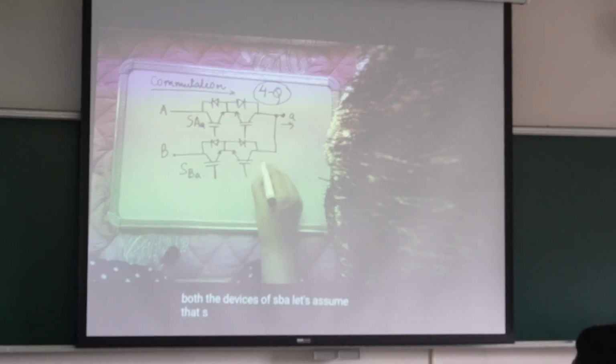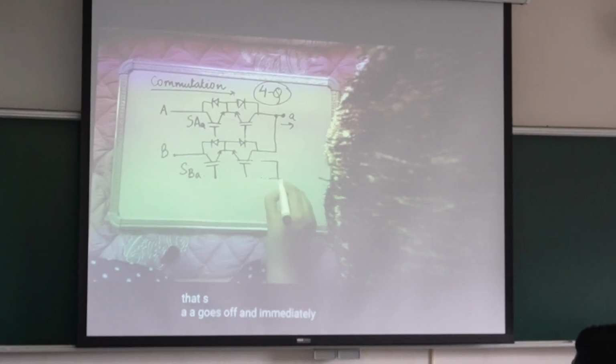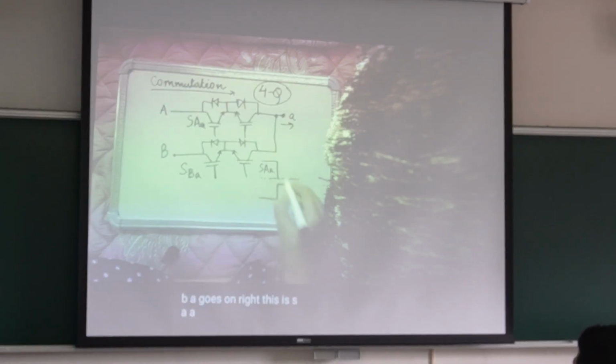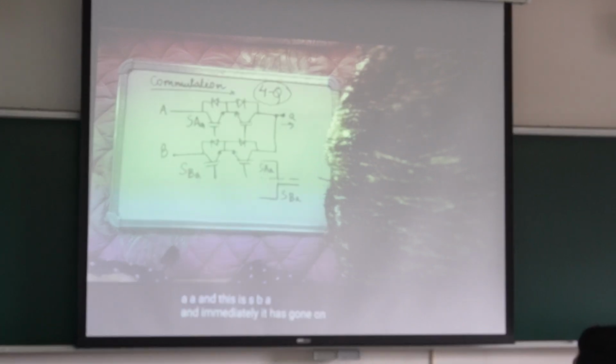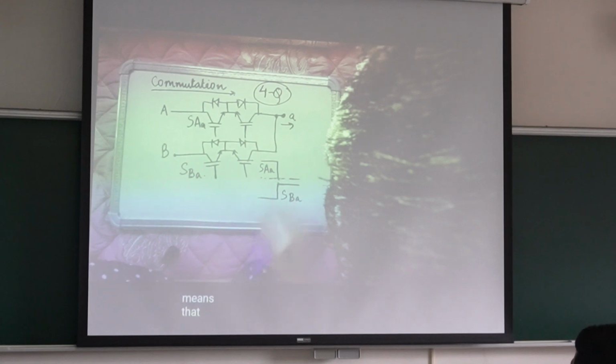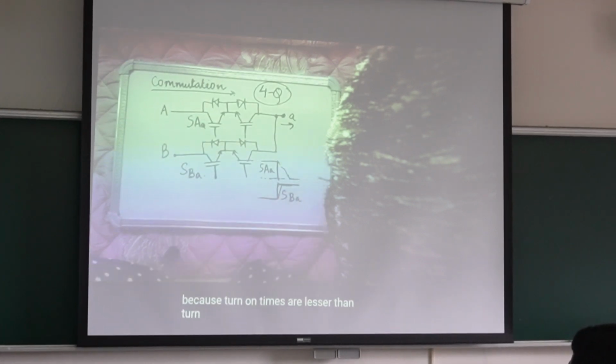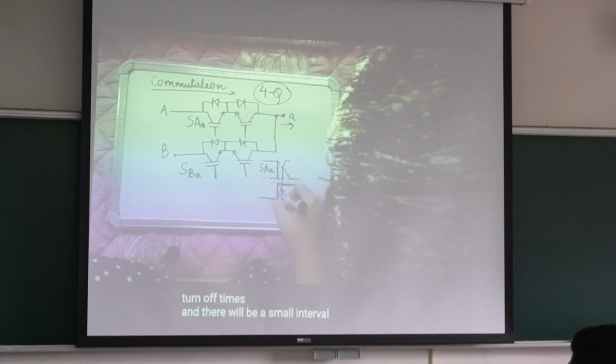Let's assume that SAA goes off and immediately SBA goes on, which means we want to transfer from A to B. SAA will take some time to turn off, so turn off times are longer. SBA will have lesser turn on time, because turn on times are lesser than turn off delay times. And there will be a small overlap interval.